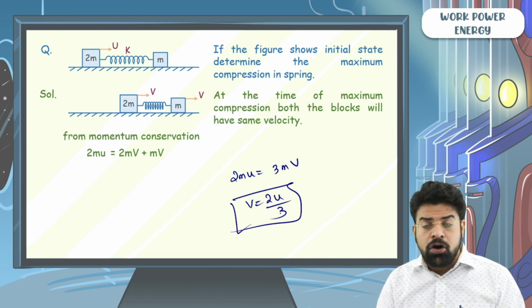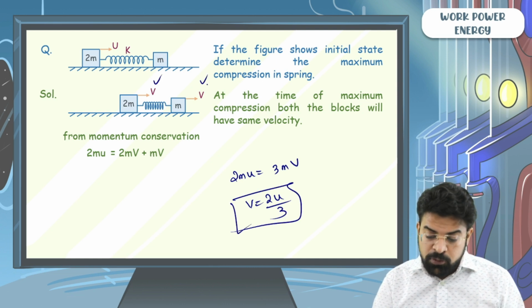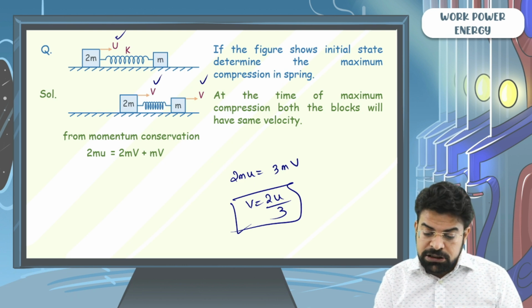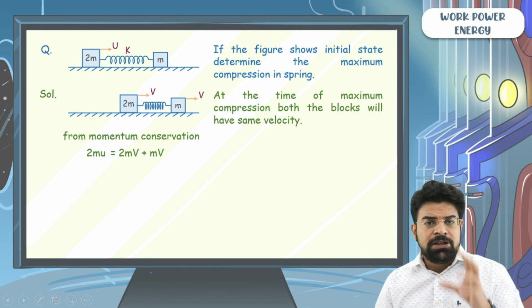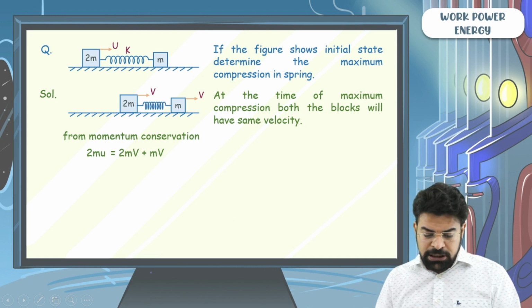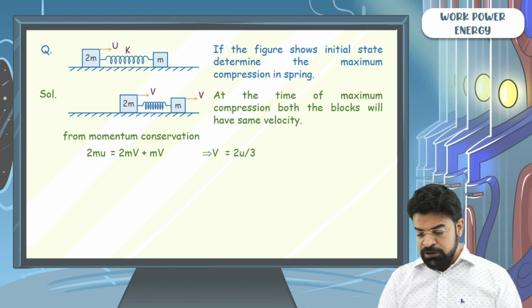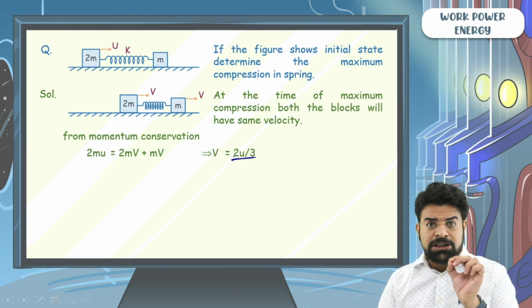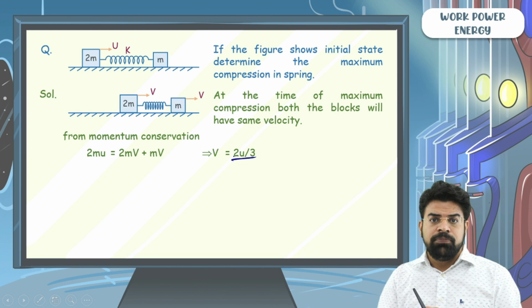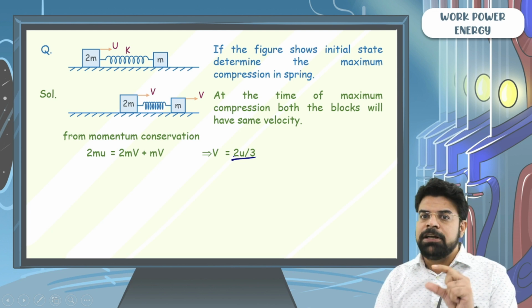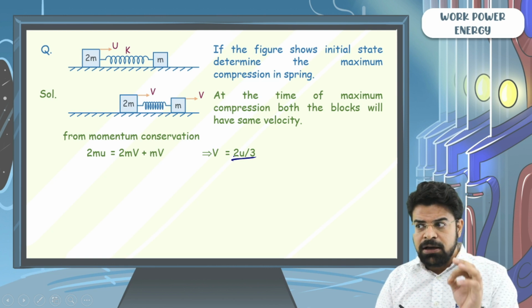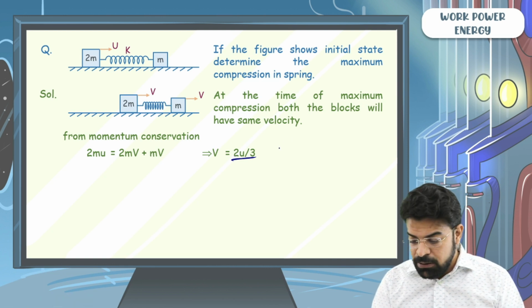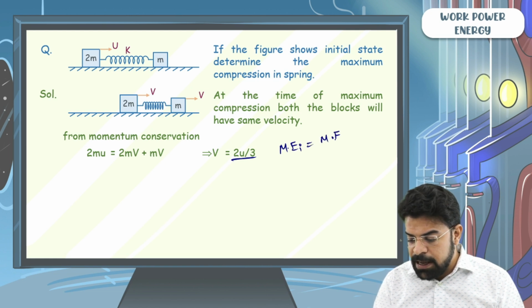So the final common velocity with which both the blocks will move is 2/3 of the initial velocity of the block of mass 2m. But sir, our mission is not to find the common velocity at the time of maximum compression, which is 2u by 3. Our mission is to find the maximum compression. Now to find the maximum compression, we will use the mechanical energy conservation. The mechanical energy conservation says that the initial mechanical energy of the system has to equal the final mechanical energy of the system.